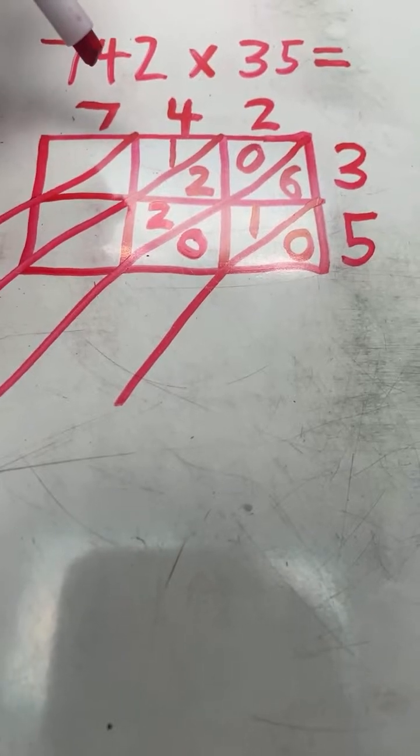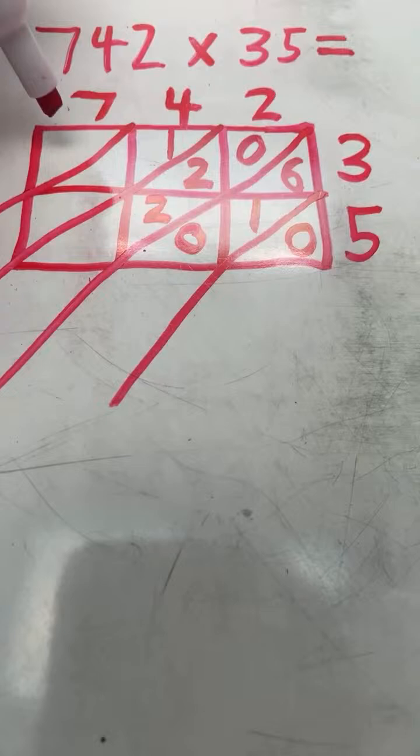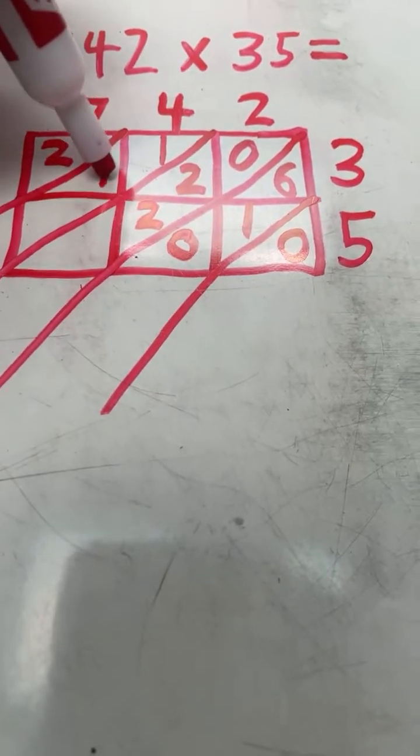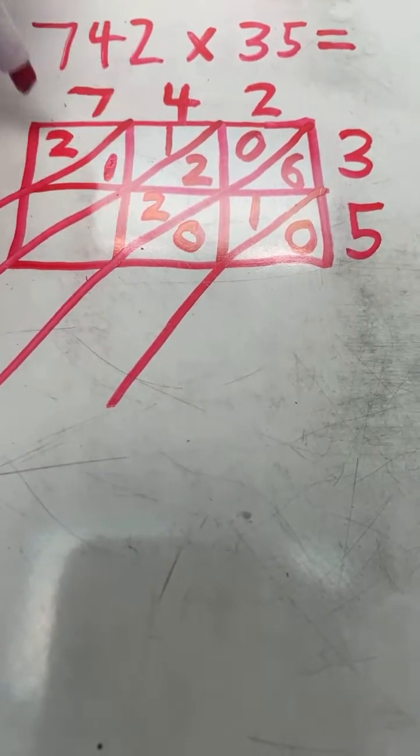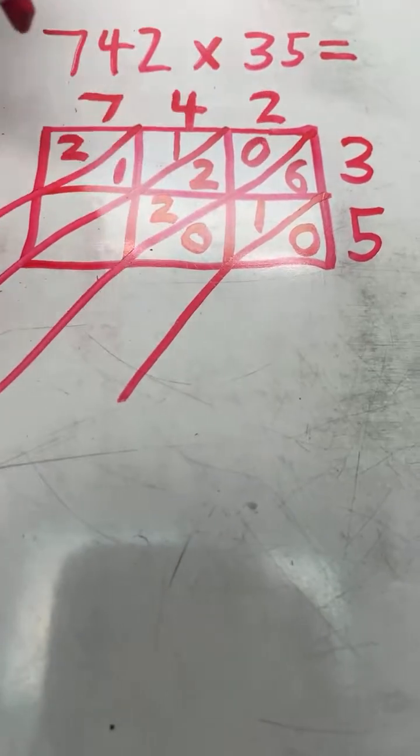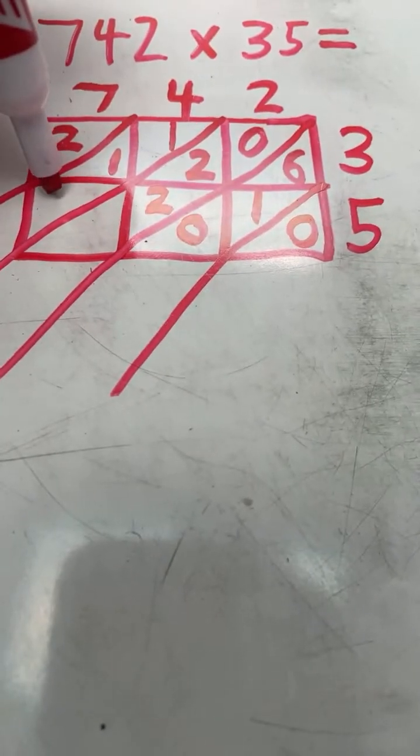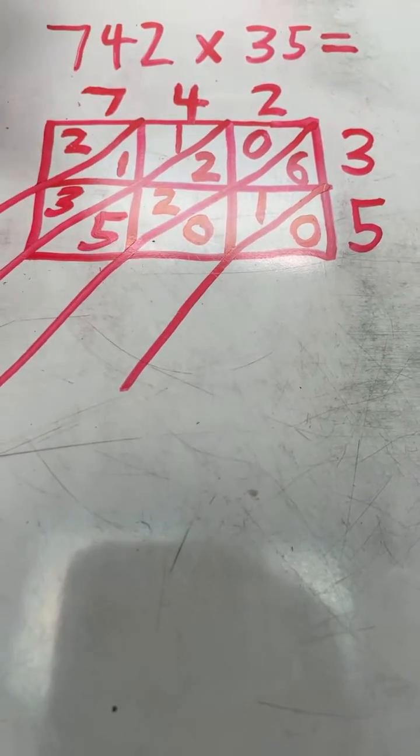7 times 3 equals 21. The answer to 7 times 3 goes in this square. And each digit goes in a different triangle. 7 times 5 equals 35. The answer to that multiplication problem goes in this square. So we have a 3 and a 5.